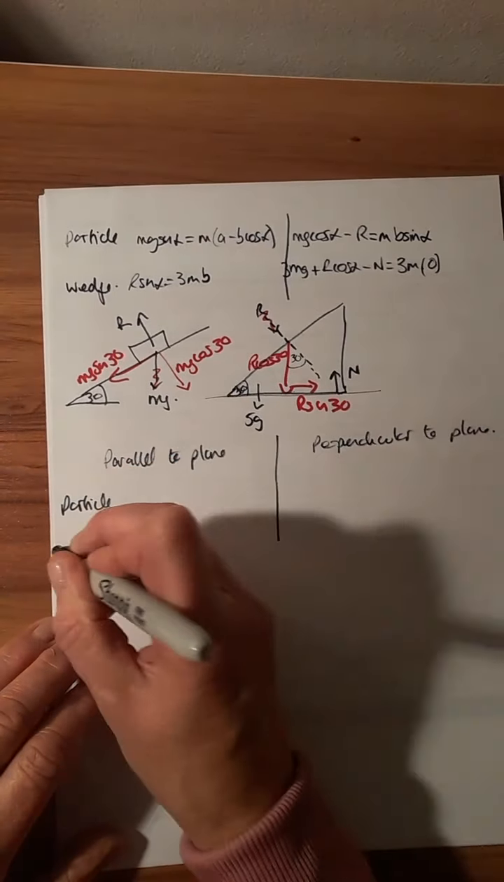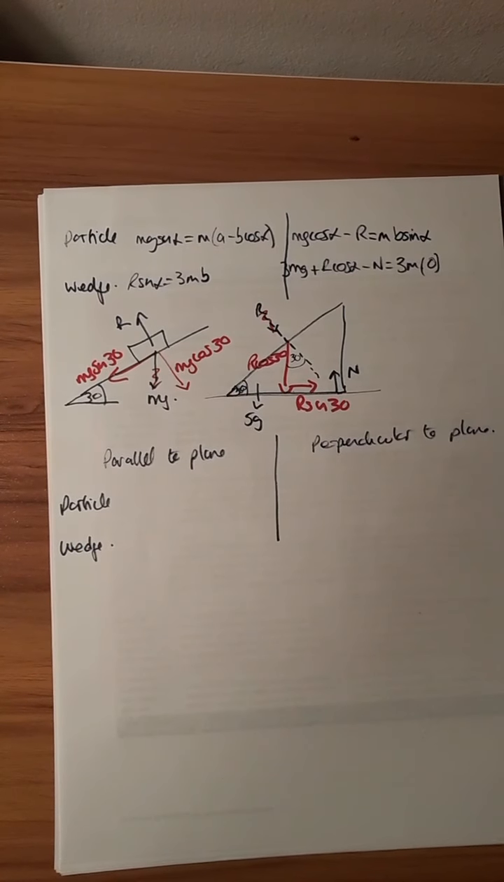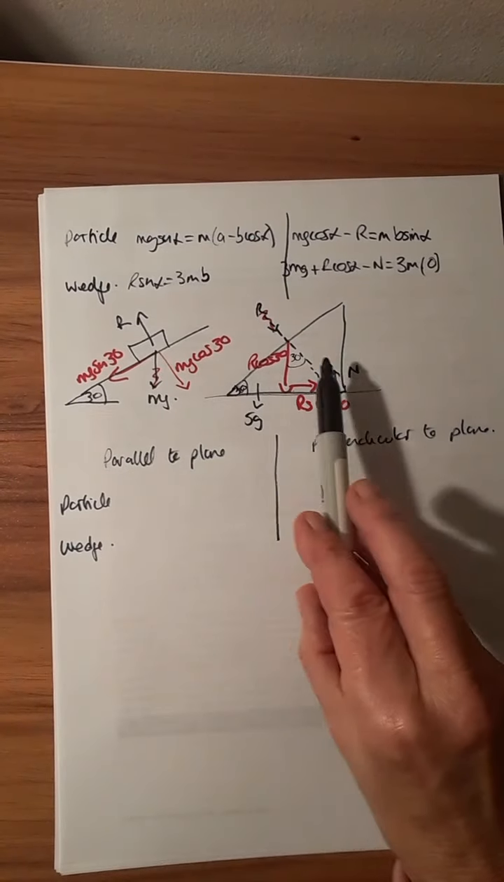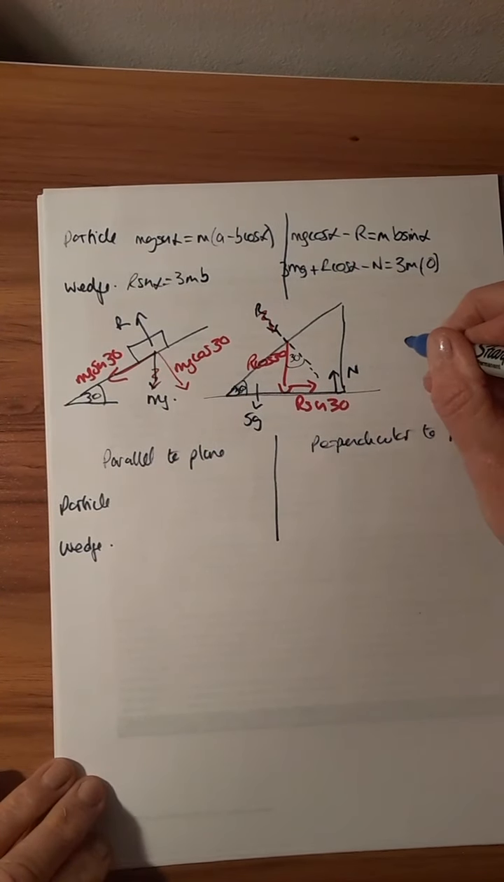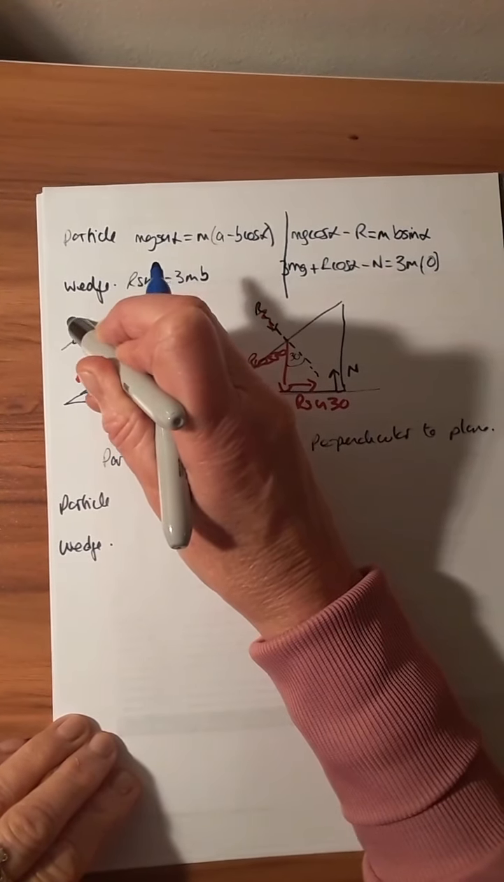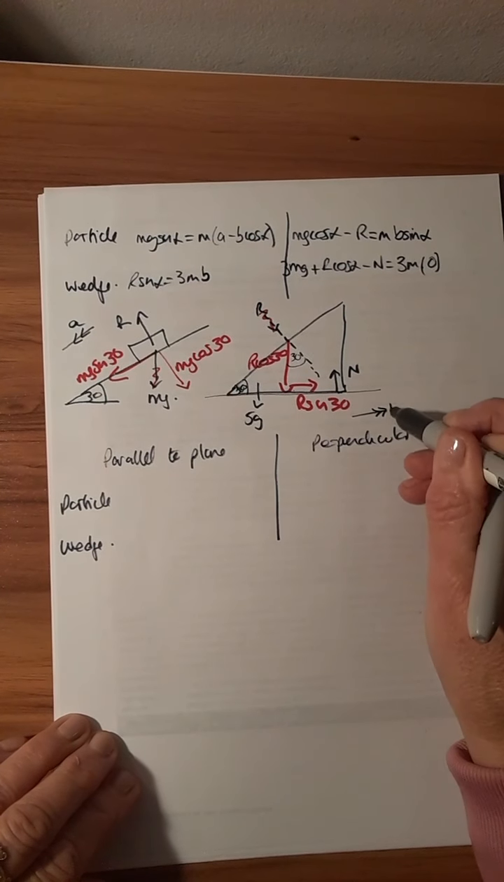So 2 equations for the particle, 2 equations for the wedge. Now the question says, show that the wedge has a horizontal acceleration of g root 3 over 21. Okay, so that's my particle diagram, that's my wedge diagram. The other thing I have to draw, remember, is the acceleration diagram. So here is my acceleration, and I'm saying obviously the particle will move down the wedge with an acceleration a, and the wedge will move to the right with an acceleration b.